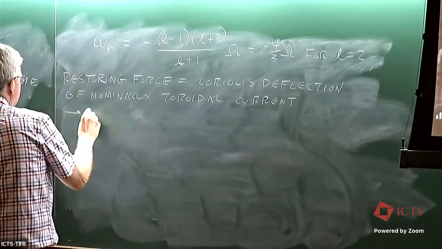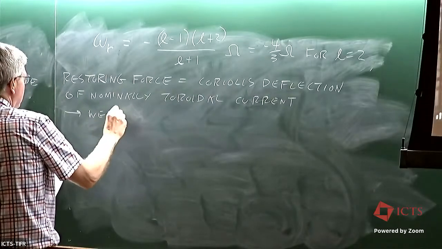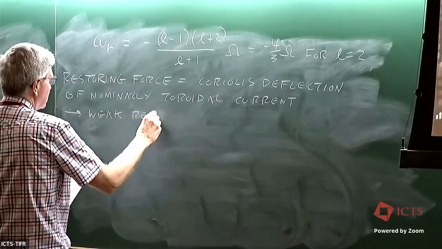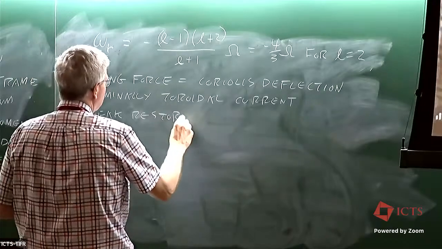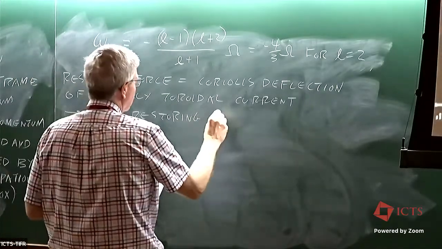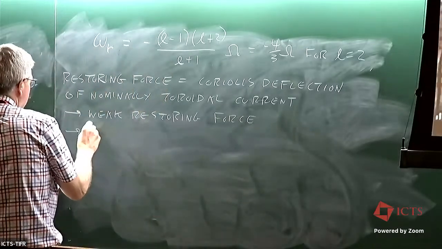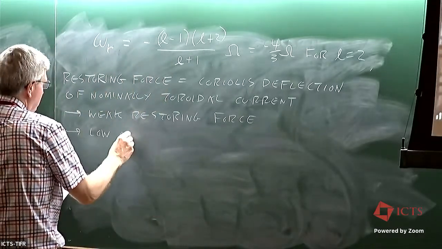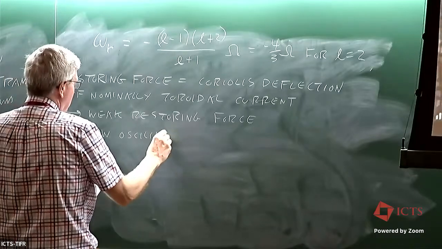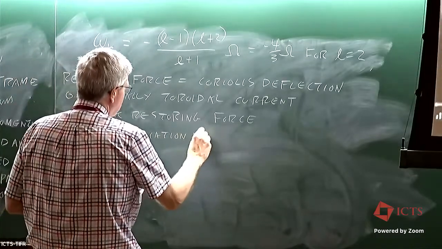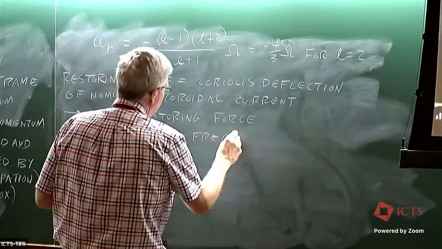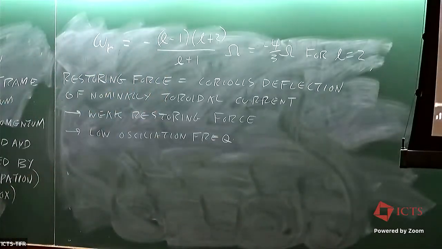And so that's actually not a very strong force. By the standards of other restoring forces that apply to a neutron star, that's a pretty weak restoring force. And as a result, you end up with a low oscillation frequency. And that's why the spin of the star can easily give you this kind of a scenario.